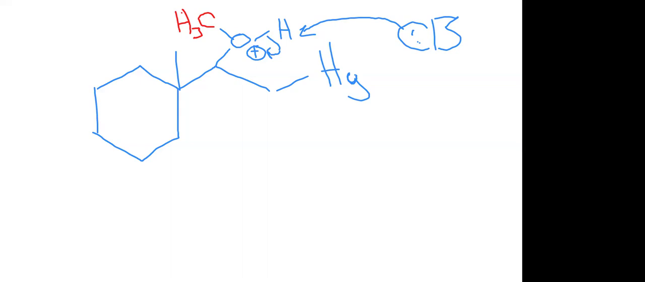We add a whole methanol molecule, but we make an ether. We don't make a new carbon-carbon bond. We are still making a new carbon-oxygen bond. And so our final product then would just look like this.